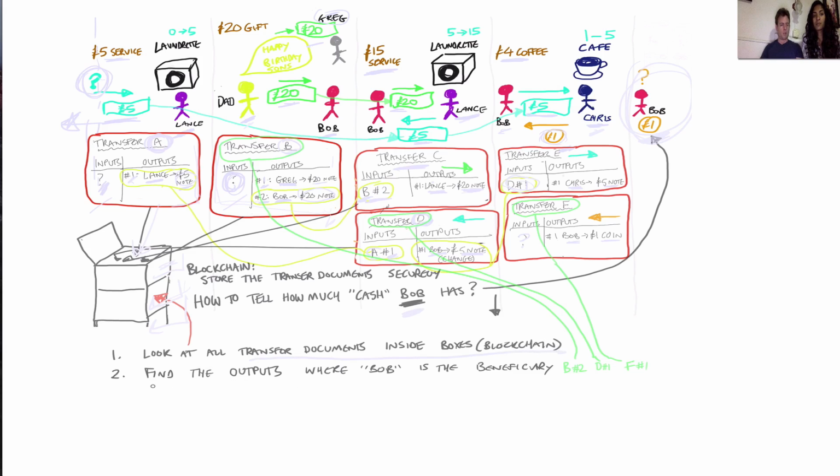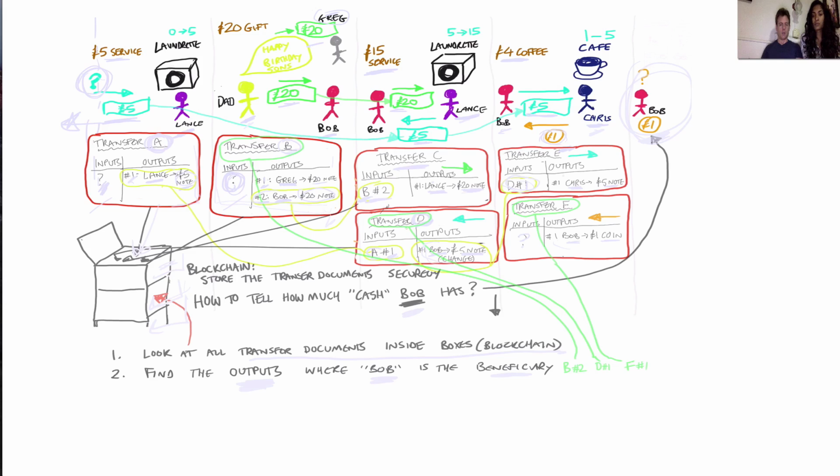Now, the next thing we do is find the outputs where Bob is the beneficiary. So which transactions have paid Bob some money? Well, in green, we can see that transfer B, output number 2, paid Bob a £20 note. Transfer D, output number 1, paid Bob a £5 note. And transfer F, which was in the coffee shop where Bob got his change, paid Bob a £1 coin. So those are all the instances where Bob has received cash, assuming that he started from zero before these transactions. So we know all the outputs where Bob is a beneficiary.